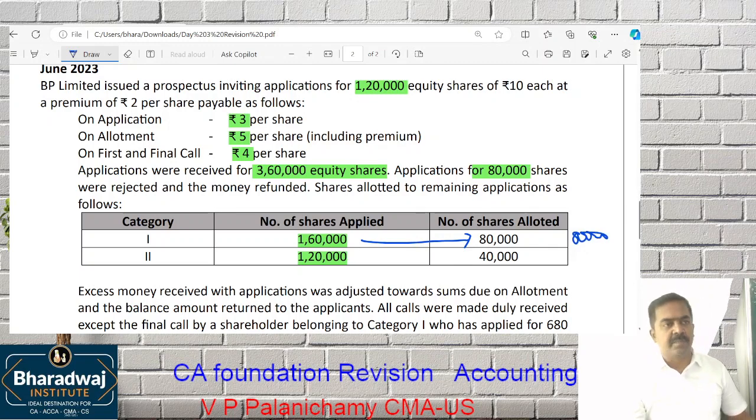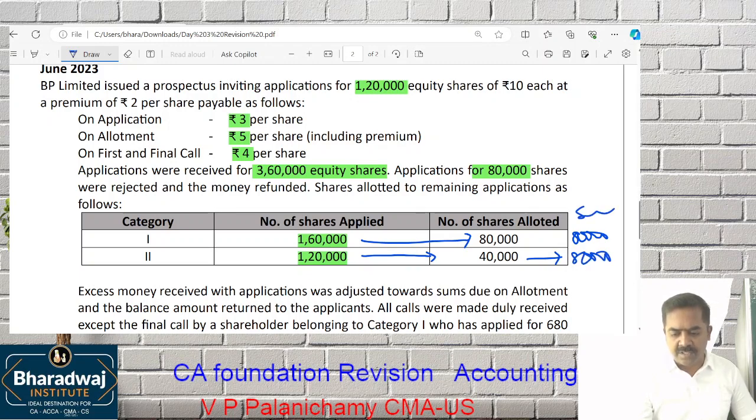80,000 surplus, which means it will be adjusted towards allotment money. You paid application money for 1,60,000 shares. How many shares are given? 80,000 shares are given. Sir, what about the remaining 80,000 shares' money? It will be adjusted with allotment money. This 1,20,000, we give only 40,000. The remaining 80,000 will be taken as surplus money, which may be towards allotment or first call, which we have to see.